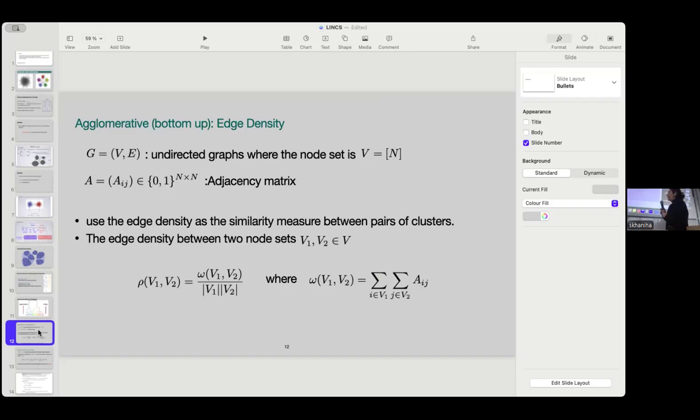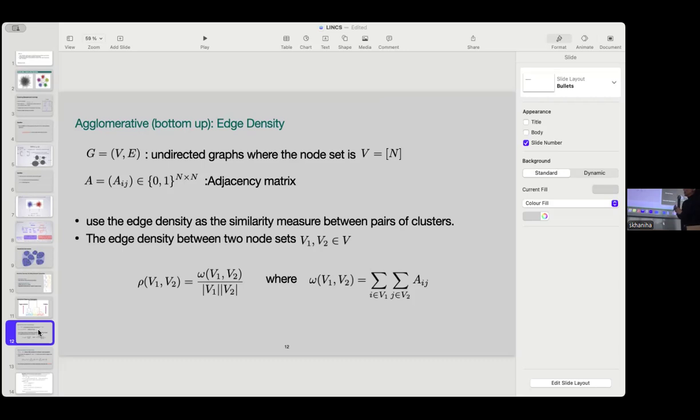Now I want to define the agglomerative algorithm that is introduced in the paper. It is a very easy algorithm, the easiest algorithm that you could consider. We suppose that our model is a network. We have a graph with nodes and some edges, and we want to define the similarity between clusters or groups, the edge density between the groups. How do we do this? We have an undirected graph. The nodes are V, the connections between the nodes are E, and we have n nodes.